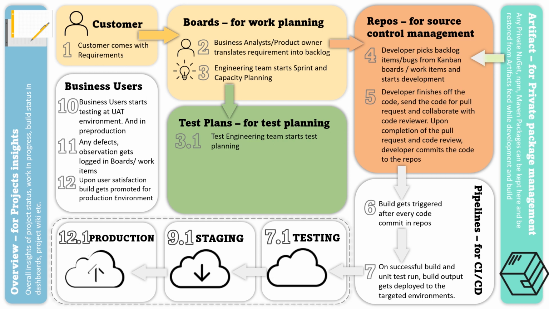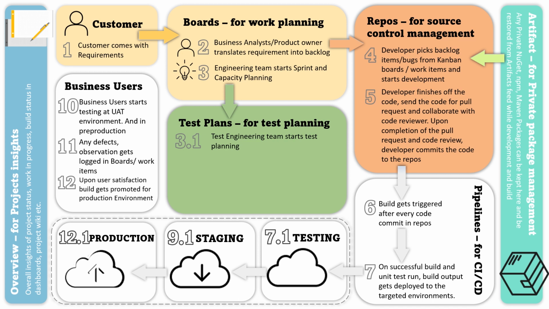Then the developer finishes the code and sends it for a pull request and collaborates with the code reviewer. Upon completion of the pull request and code review, the developer commits the code to the repo, that is GitHub in our case, or it could be any code repository. Once it is committed, Jenkins comes into the picture, picks up that code repo, and the pipeline that is built will start acting.